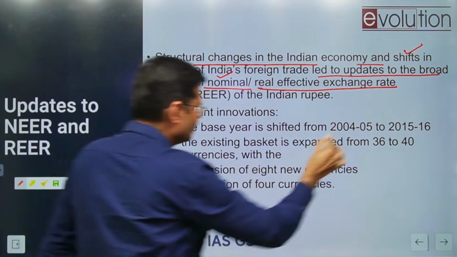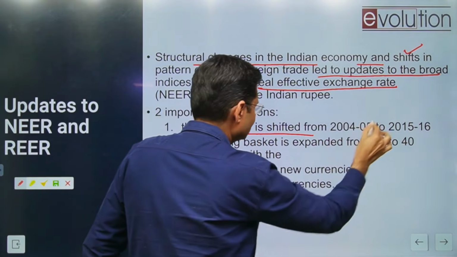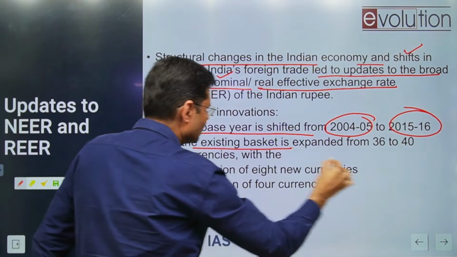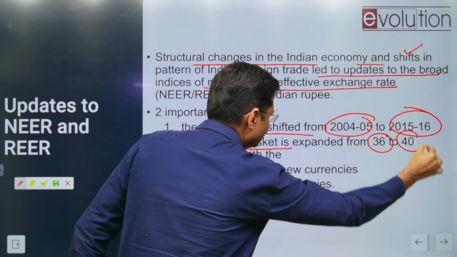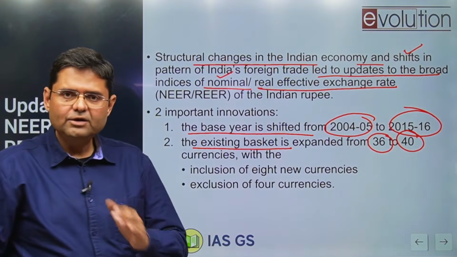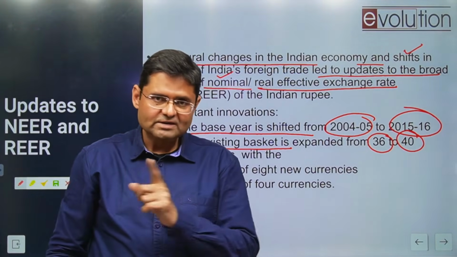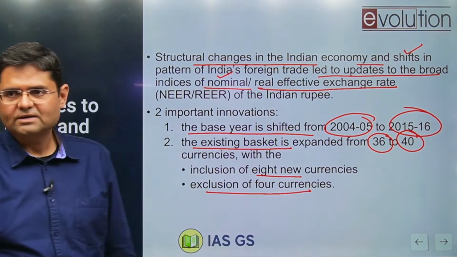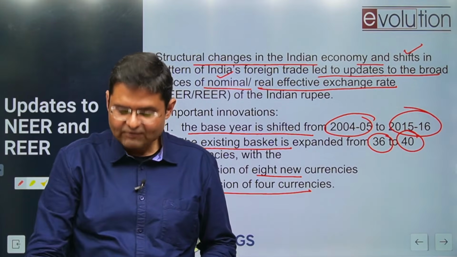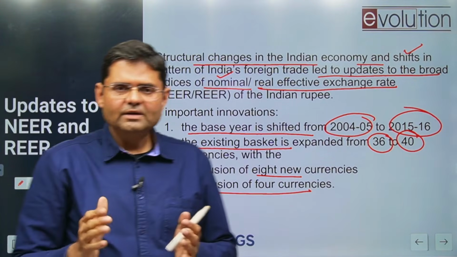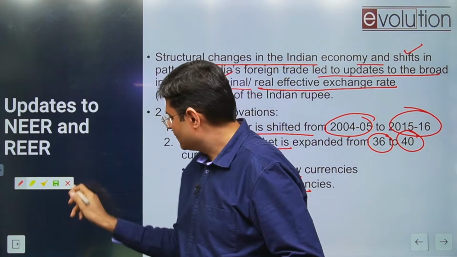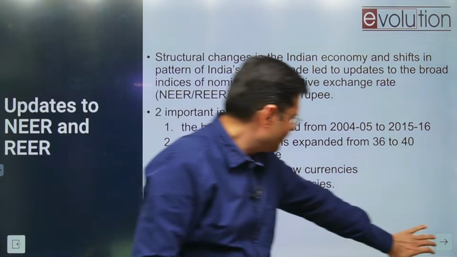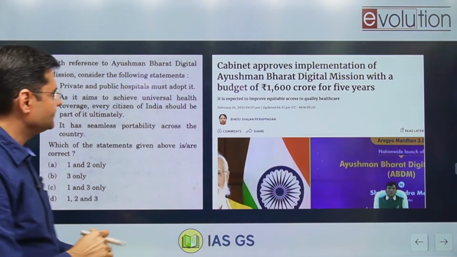Number one, the base year got shifted. That was a major development. And also, the existing basket was expanded from 36 to 40. In doing so, 8 new currencies were added and 4 currencies were removed. So, inclusion of 8 new and exclusion of 4 currencies. This was such a big development that this question again falls squarely as a standard to be expected question. Maybe one more example.